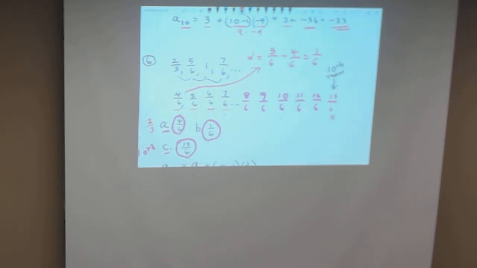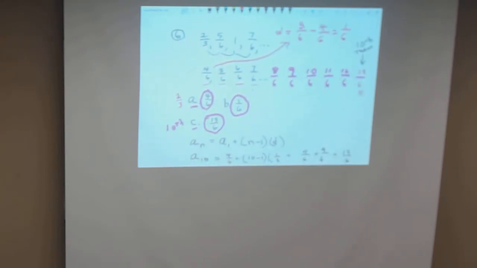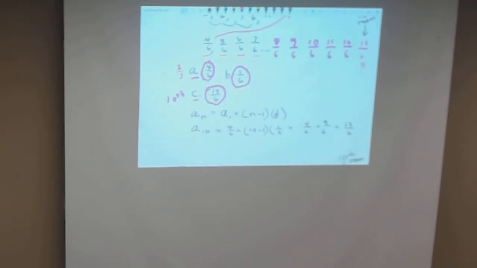So the common difference is 1/6, and then the 10th term. Let's do the formula just for fun. A sub 10 is the first term, 4/6, plus 10 minus 1 times 1/6. What's 9 times 1/6? 9/6 plus 4/6, 13/6. There we are.